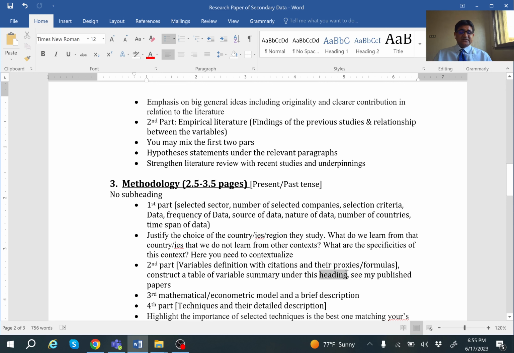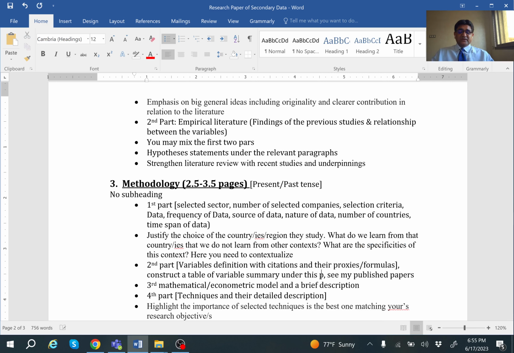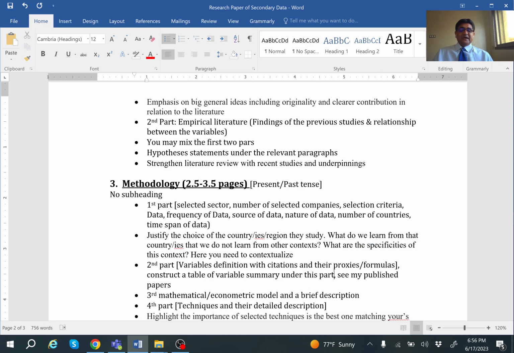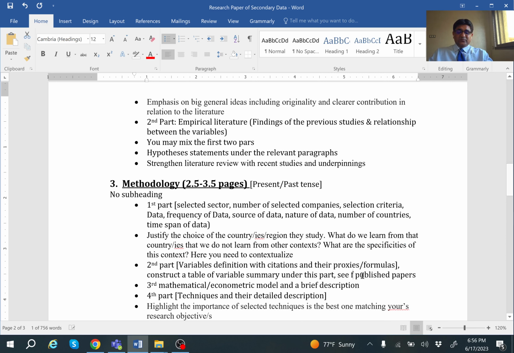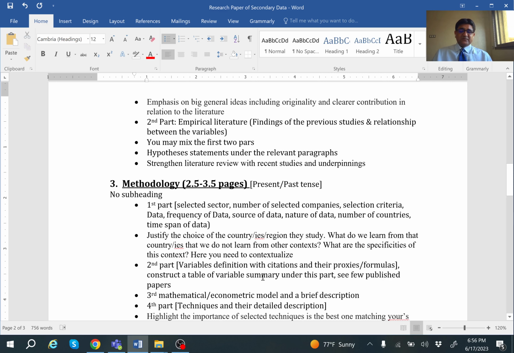So we are not dealing with any heading. We are dealing with paragraph to paragraph, and see a few published papers, so that will help you.